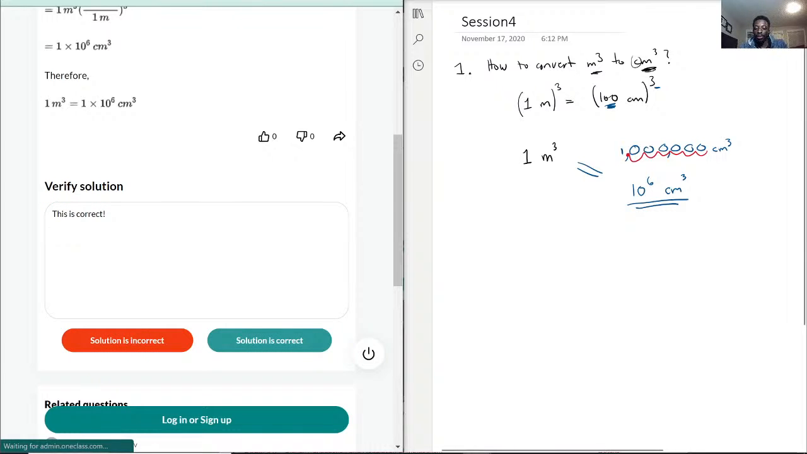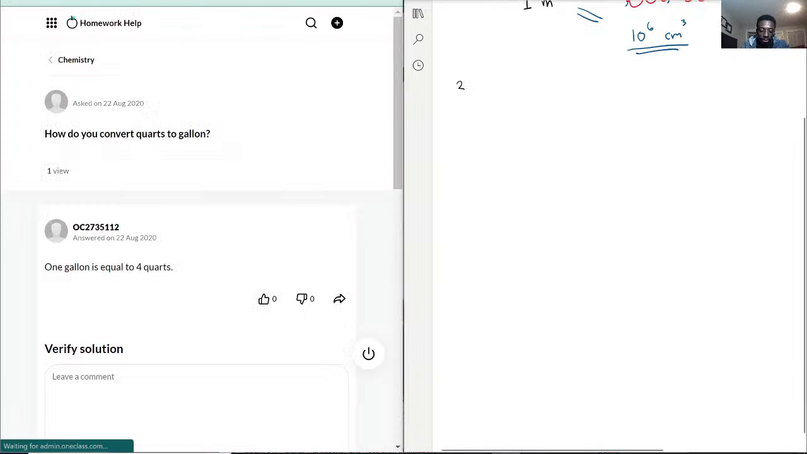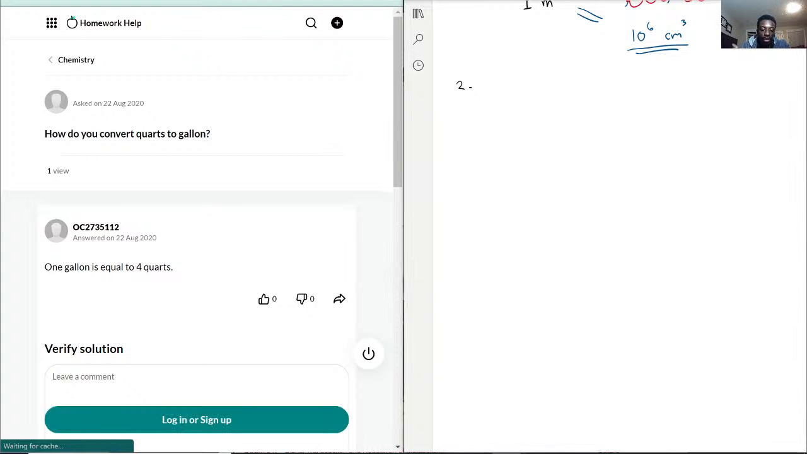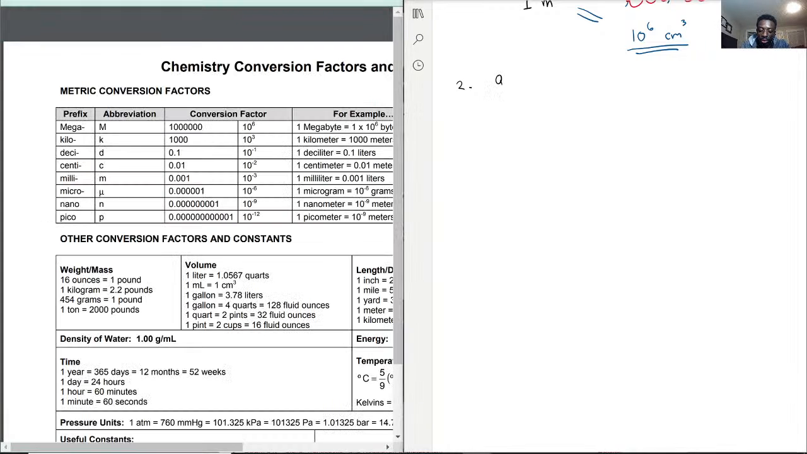Now, with that, let's move on to question 2. How do you convert quarts to gallons? I'm sure you've already seen the answer, but hopefully I was able to skip over it for those that have not looked yet. So you want quarts to gallons. They don't specify how many quarts, so we're going to write X quarts. It could be any number.